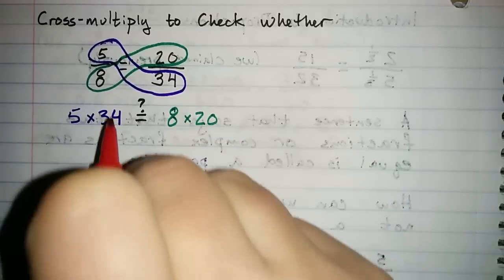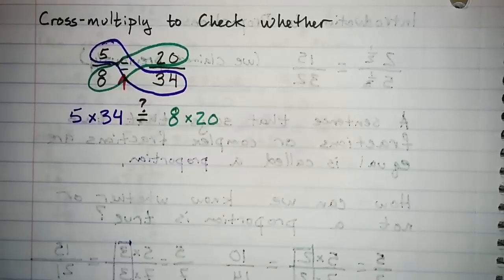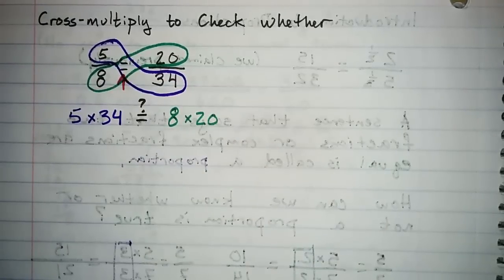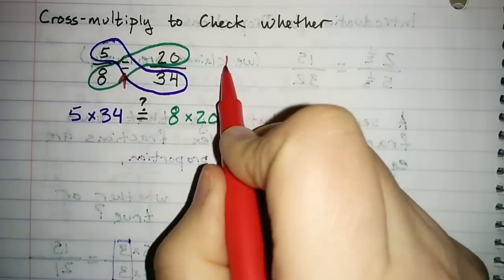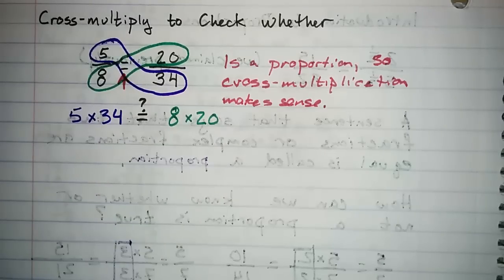Again, notice, this symbol in the middle is an equal sign. This is a sentence saying that two fractions are equal. If this were not a proportion, then what we're doing right now would be complete nonsense. So, is it true? Well, let's see.